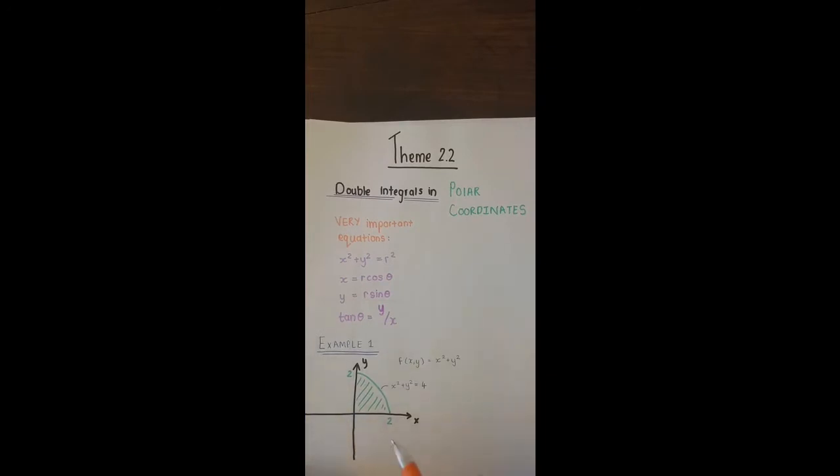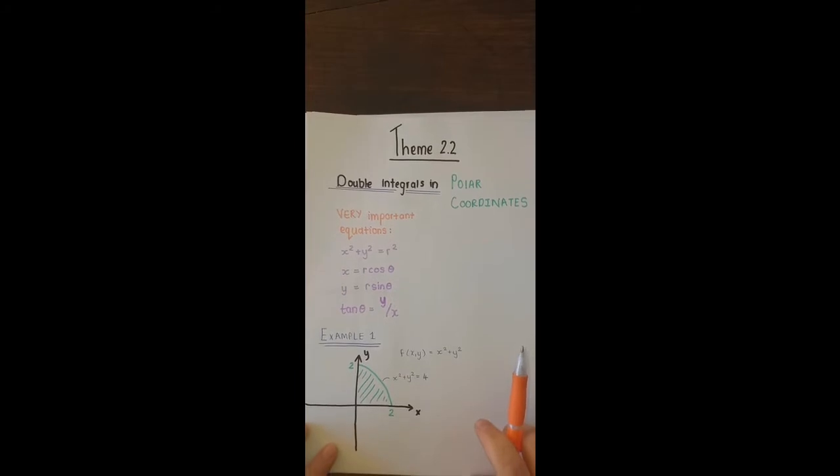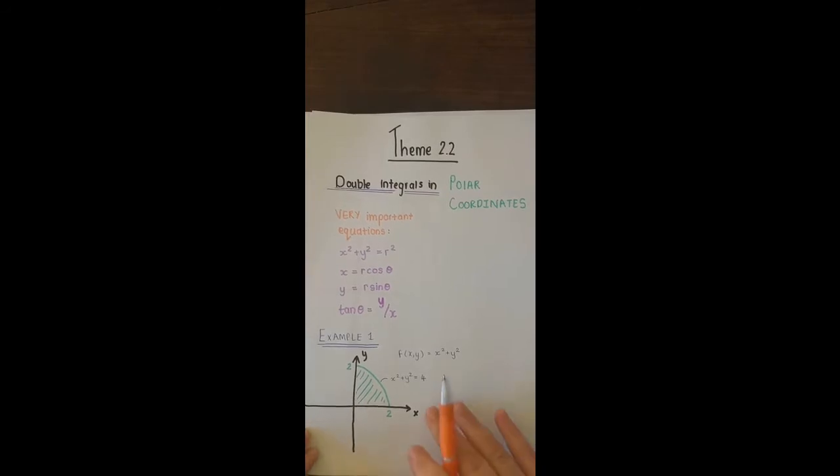Let's say you had a region that looked like this. You had a quarter circle where the circle is x squared plus y squared equals 4, and you wanted to integrate it to get area. Or in this case, we have a height function, so you integrate it to get volume.